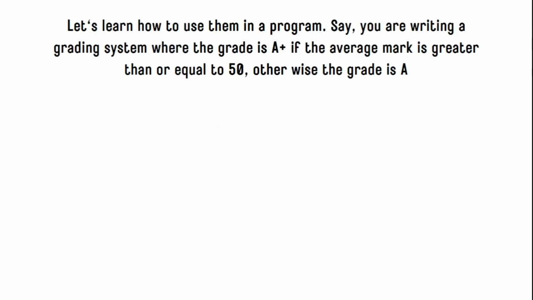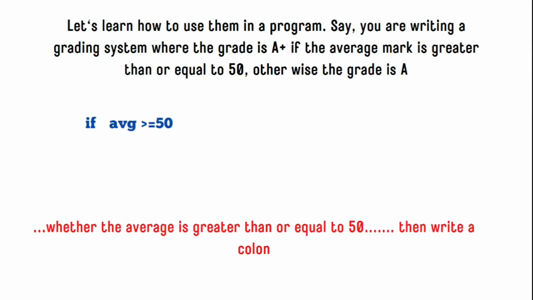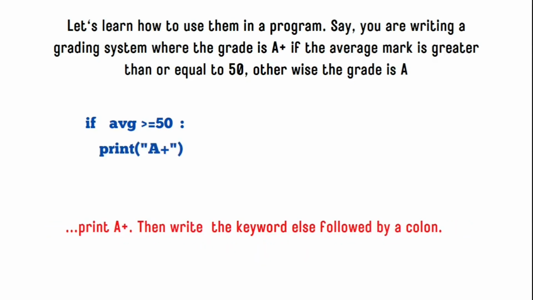Say you are writing a grading system where the grade is A+ if the average mark is greater than or equal to 50. Otherwise, the grade is A. For that, first write the keyword if and then write the condition you want your program to check. In this case, it is whether the average is greater than or equal to 50. Then write a colon. And then write the block of code you want your program to execute when the condition is true. In this case, print A+.